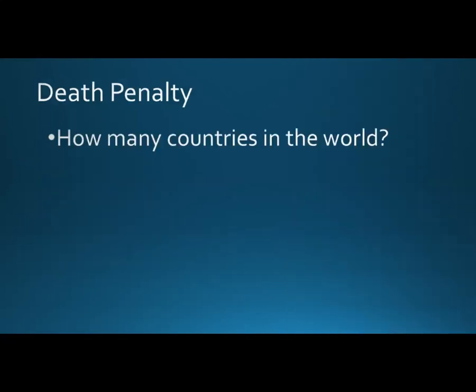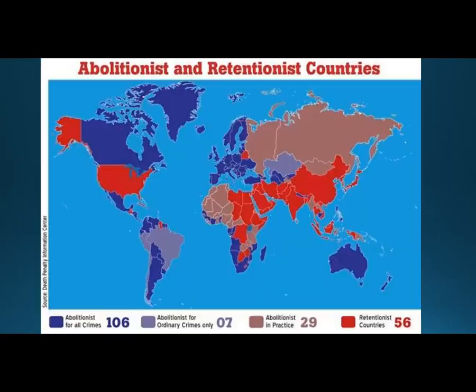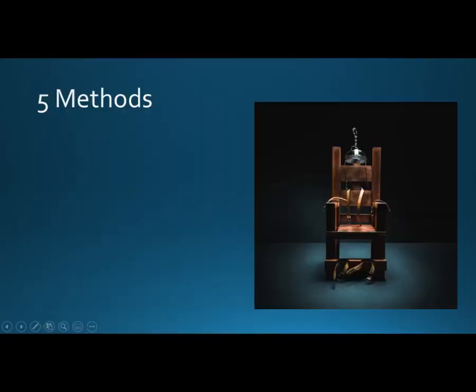How many countries are in the world? Well, approximately 195. How many have the death penalty? Approximately 53. And as far as a world view, here's what you could see. Again, the red is where they have the death penalty, including the US. A lot of the Middle Eastern countries have it. The ones in blue are surrounding country borders, the ones that have abolished it. These say they have it, but they really don't use it. So it's kind of a mixture.